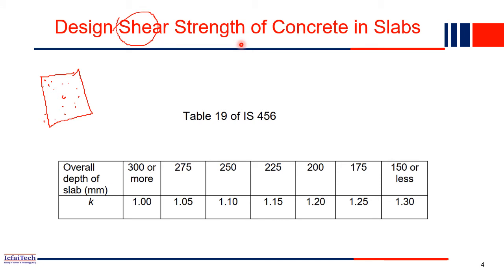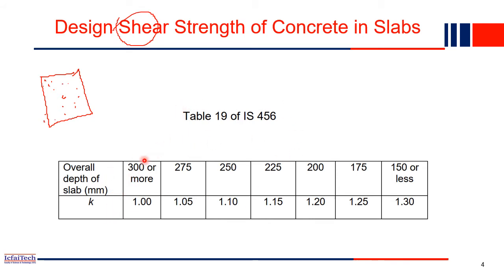Whereas in normal residential buildings, educational buildings or hospitals, the loads won't be that severe compared to bridges or flyovers. Because of that, shear stress is always within the limit, and that's why we don't provide shear reinforcement in the slab. So in Table 19 of IS 456, we'll give you this table.